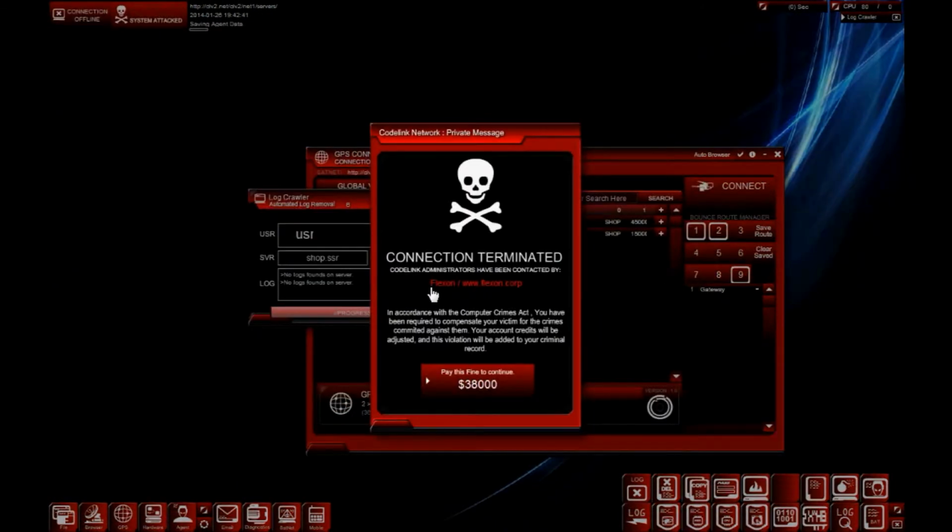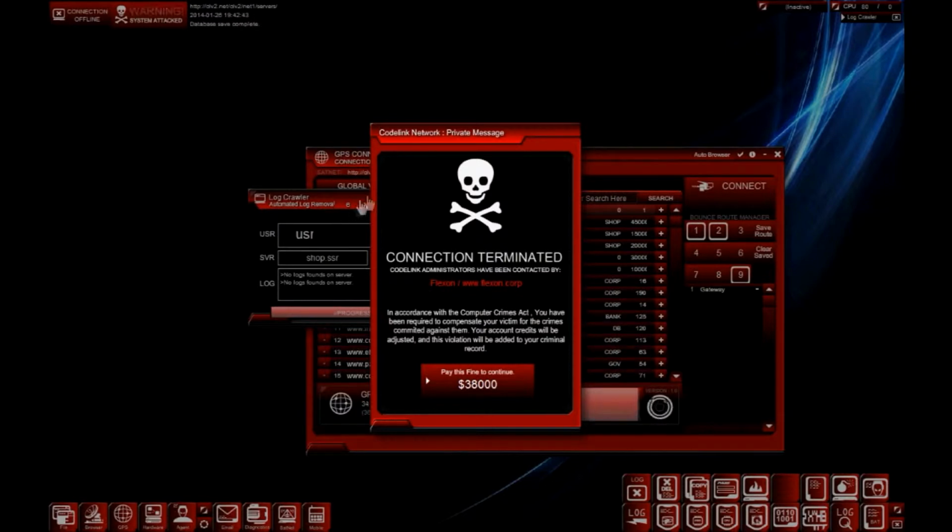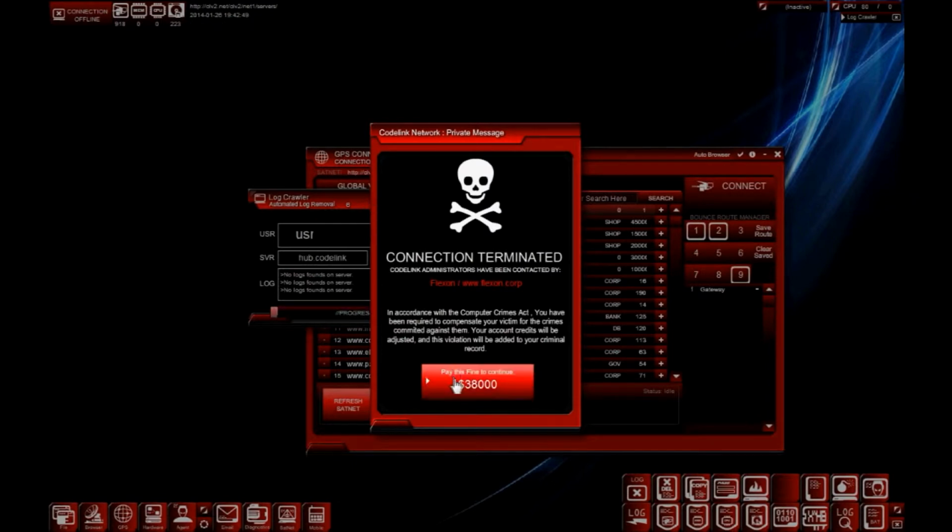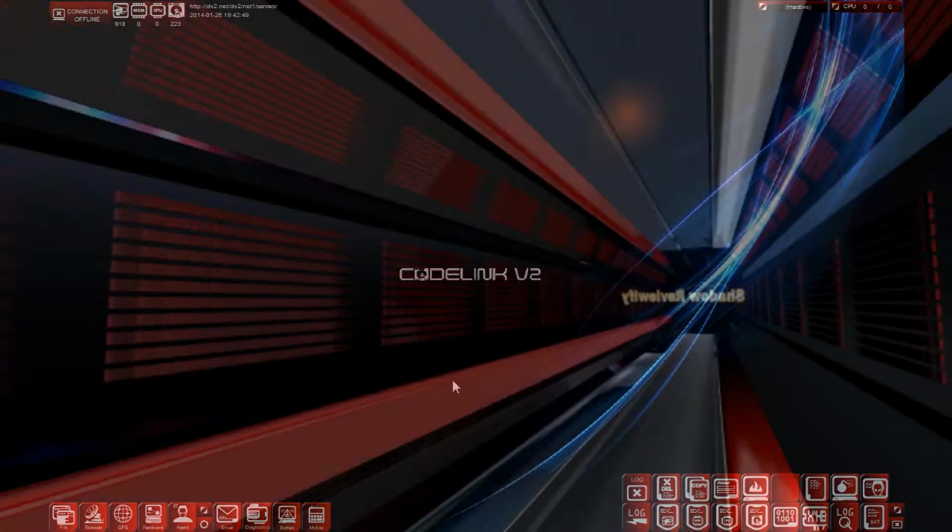Alright. This is what happens whenever you violate. It's called a violation. It's whenever you have to pay money and you get a violation record on your profile, and you have to pay massive amounts of money.